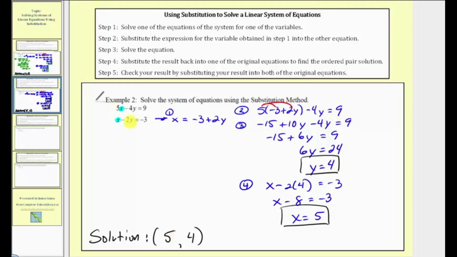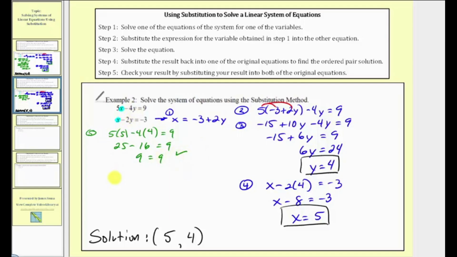Step 5, we want to check our solution, so we'll substitute these values into both equations. So for the first equation, we have 5 times 5 minus 4 times 4 equals 9. So 25 minus 16 equals 9, which is true. So our solution works in the first equation.